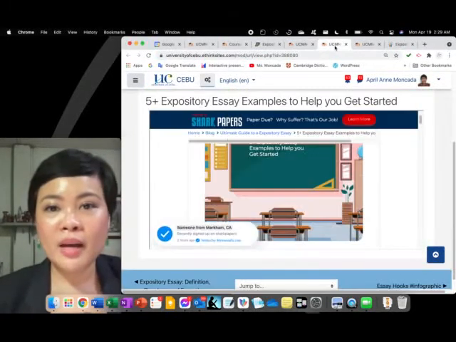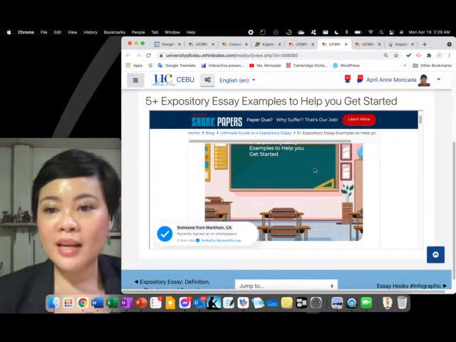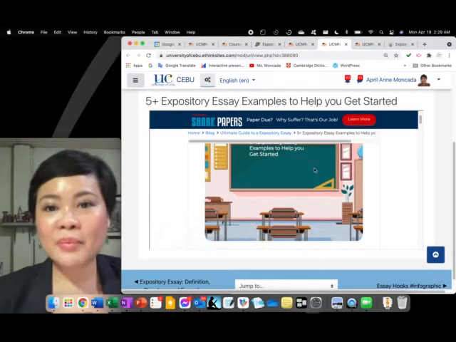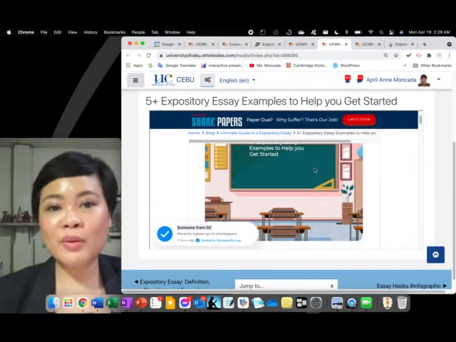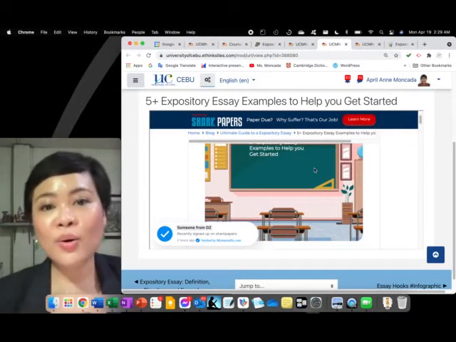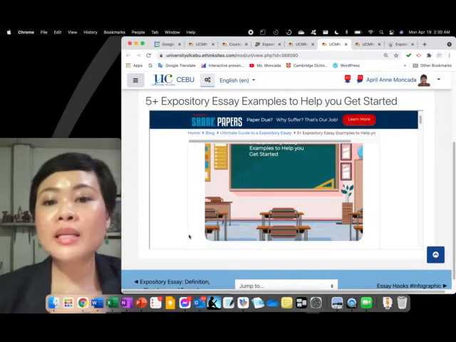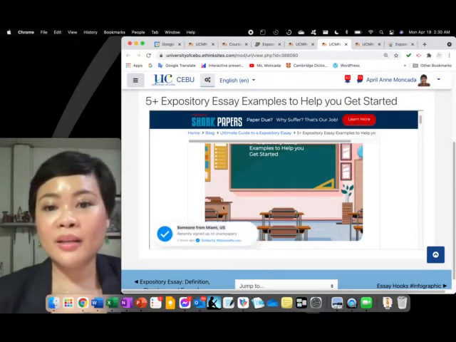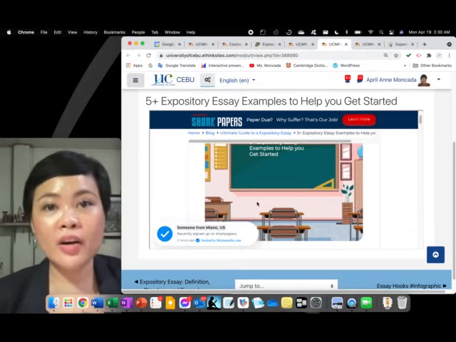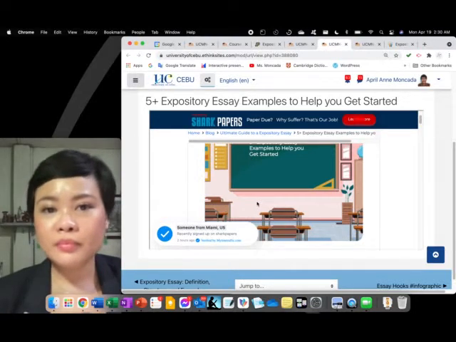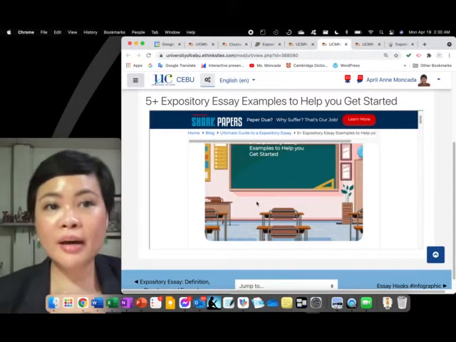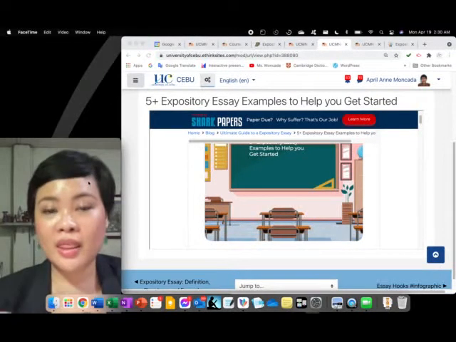All right, and of course here is material on samples. Like I said, I'm requiring you to write a five paragraph expository essay, so I'm providing you samples. And your homework, actually your first assignment for expository writing, is to create an outline of one of the examples given here. So just choose the one that you like, and then create an outline. The structure of the outline will be given later in the video.